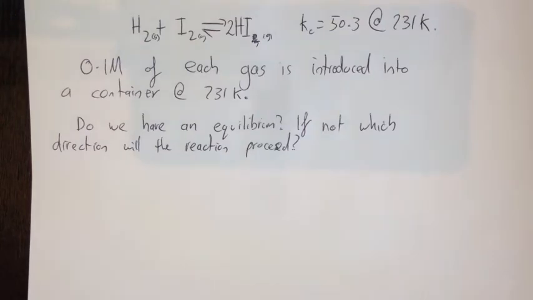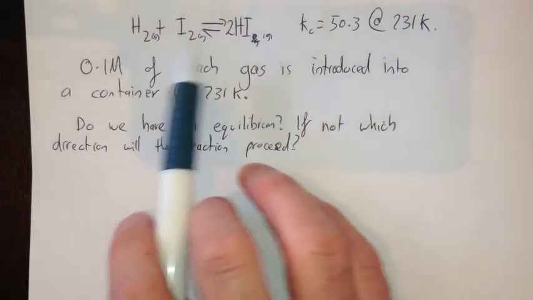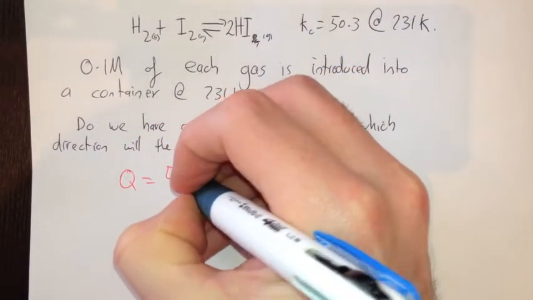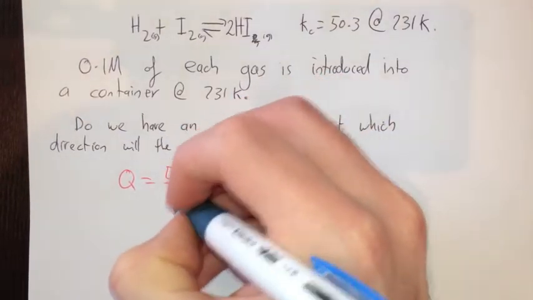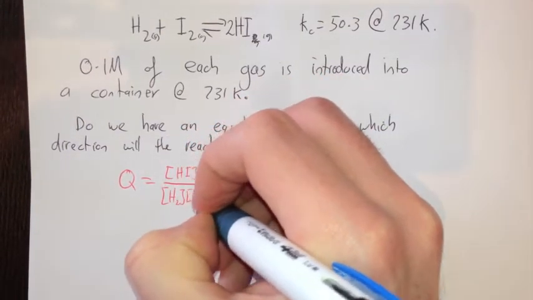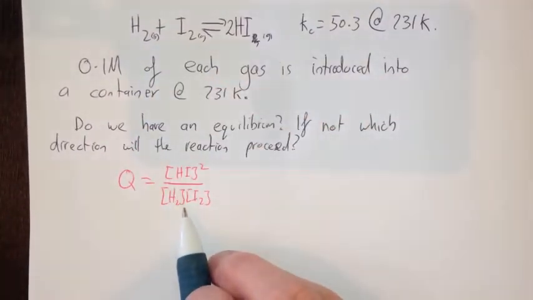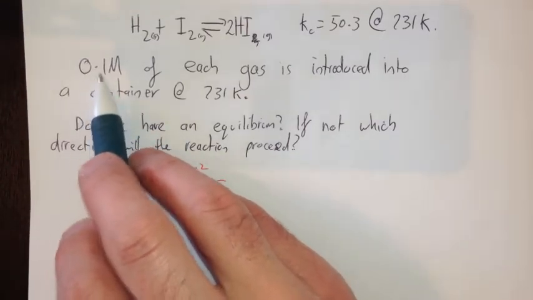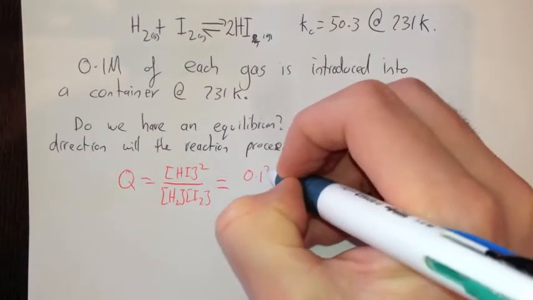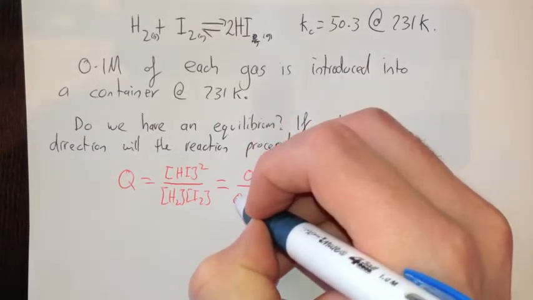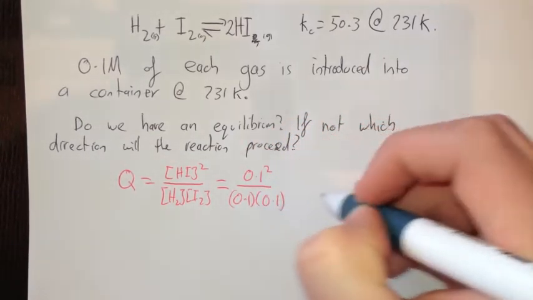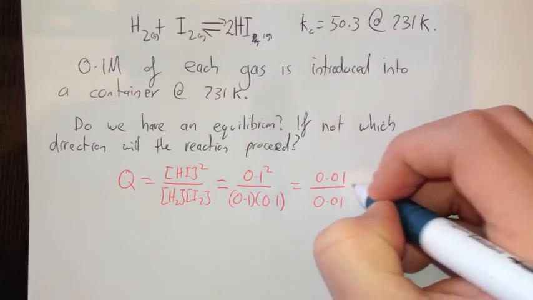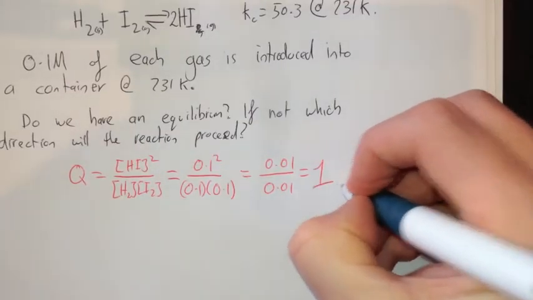So to do this, we need to work out if 0.1 molar of each of these gases makes our equilibrium constant. So we're going to work out our reaction quotient, which is equal to our products, hydrogen iodide squared, divided by the concentration of our reactants, which are these two gases underneath. Obviously our concentration of each gas is 0.1, so it's going to be 0.1 squared divided by 0.1 times 0.1. This is equal to 0.01 divided by 0.01, which equals 1.